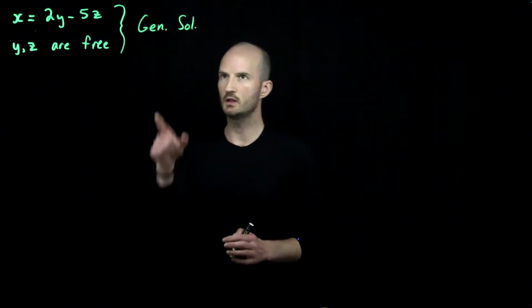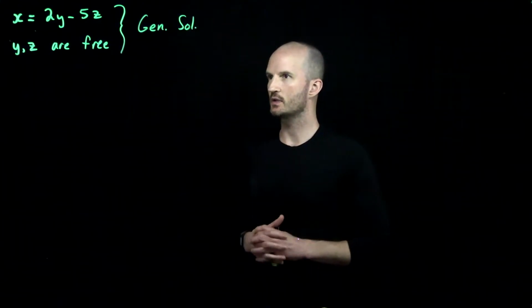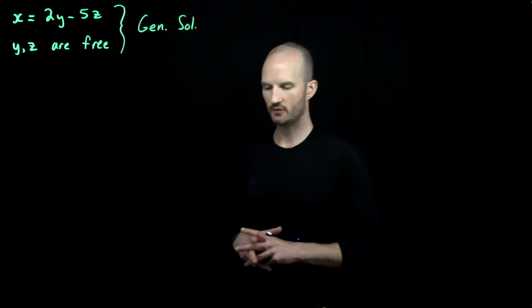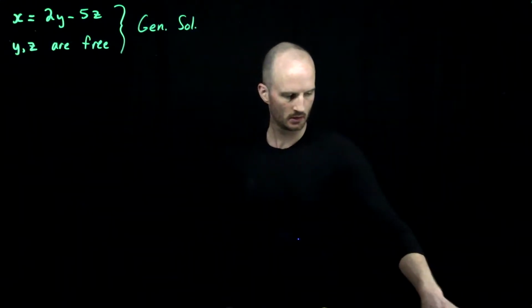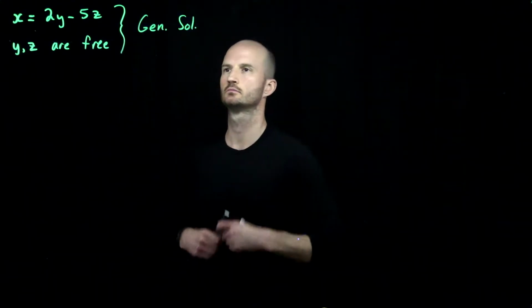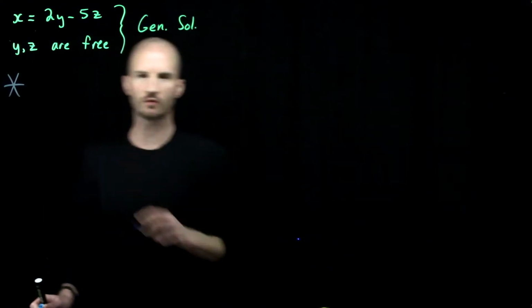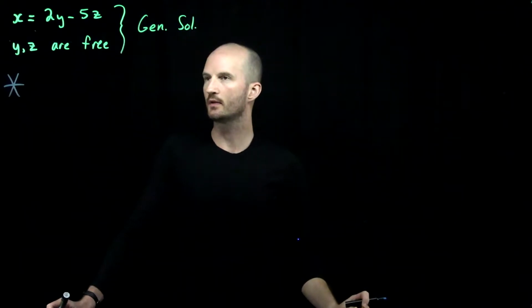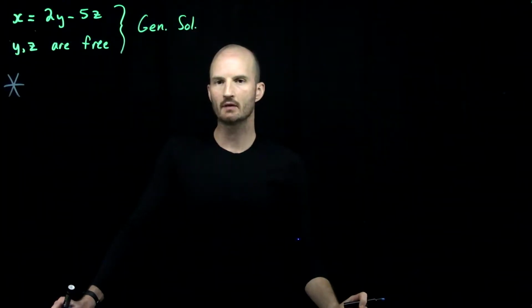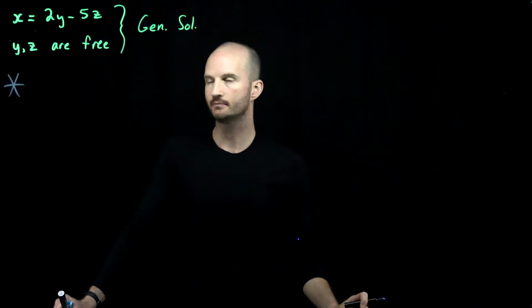Okay, I've rewritten the general solution here. Now let's do something with it. First step will be a little bit weird for you. Now we're going to replace the free variables y and z. We're going to replace those with letters from the middle of the alphabet. We'll go with S and T.